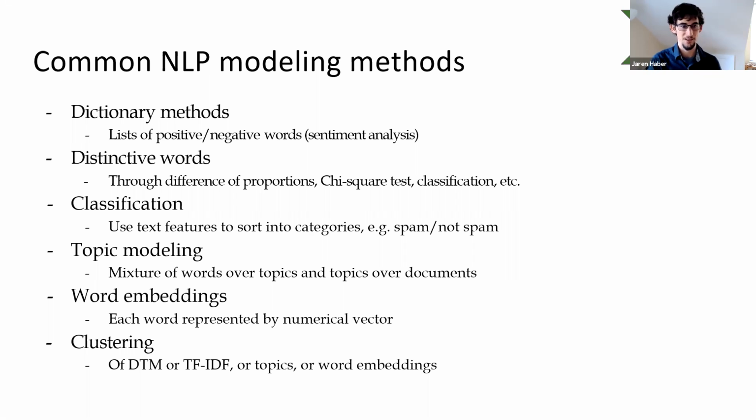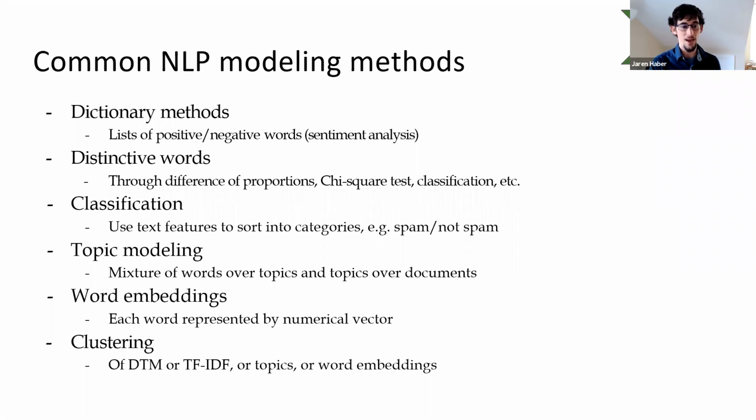Classification, again, using some features of the text to sort them into categories, like whether it's spam or not. And topic modeling, you get a mixture of words over topics, topics over documents. That's a little more technical than you need to get, but basically, what is each text about by assigning each a weight of topics. Word embeddings, you represent each text by a numerical vector. Then you can do all kinds of fun things like look for words similar to a given word, and also represent each text. Using vectors to represent text. That's all you need to know.